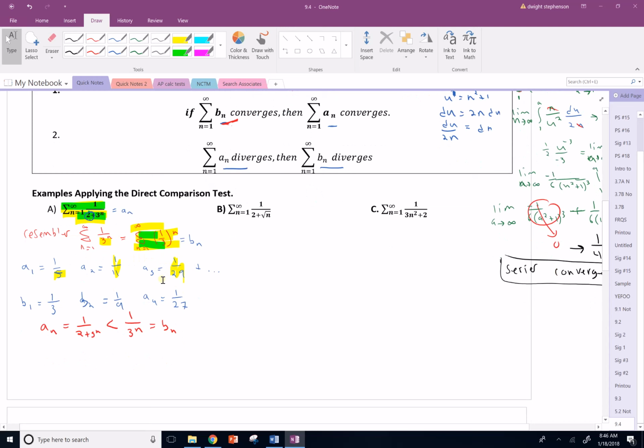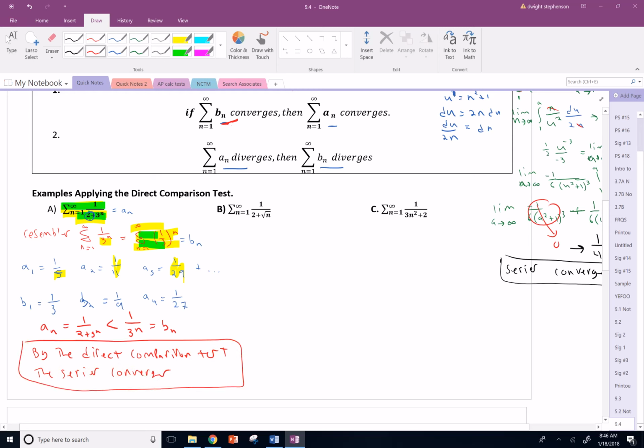So we'd say, by the direct comparison test, the series converges, right? Again, it's not going to tell us what it converges to, but it tells us that it does converge. All right, so that's that one.